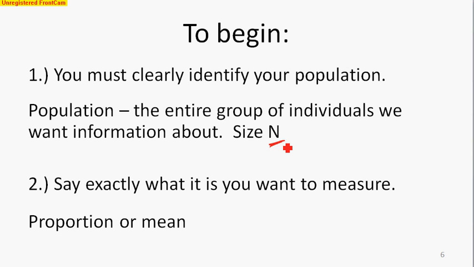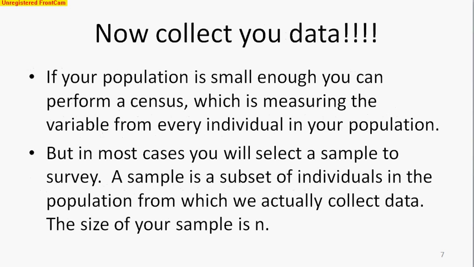So the second thing we have to do is say exactly what it is we want to measure. So be extremely specific about what it is you're measuring when you start collecting your data. So again, that's where that research question comes in. Now we have to actually go ahead and collect our data. So if your population is small enough, you can actually perform what's called a census.